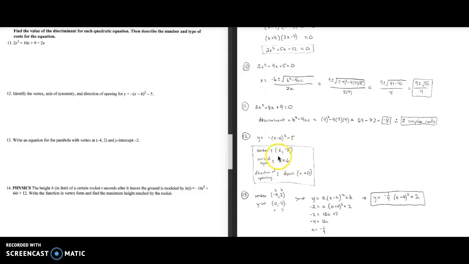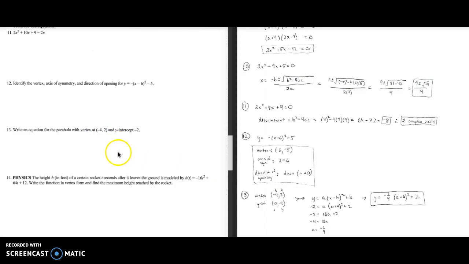The direction of opening, the way that you figure that out is from the a value. The a value is in front of the parentheses, which is -1. Because it's negative, the direction of opening is down. This graph faces downwards. Question 13. Write an equation for the parabola with a vertex at -4, 2 and a y-intercept of -2.